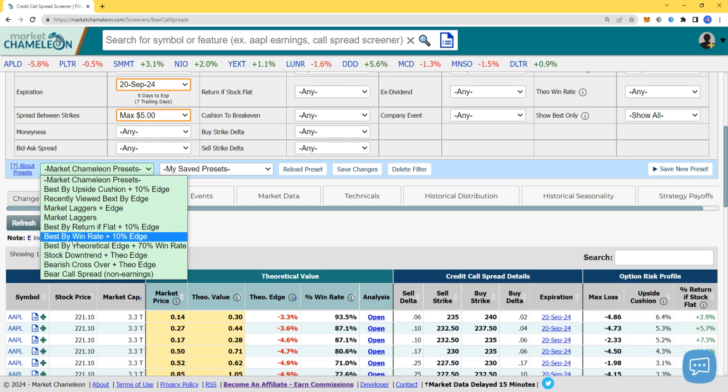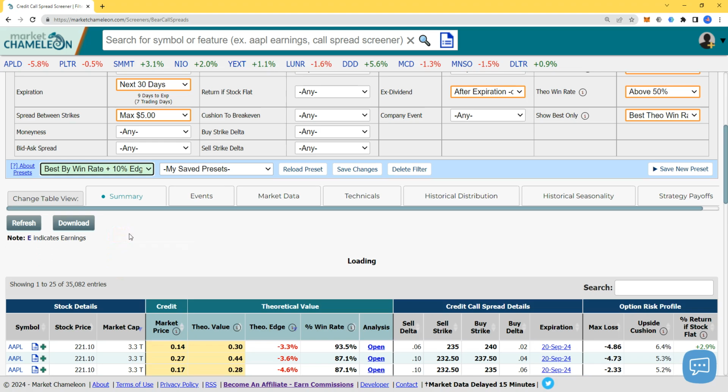Let's see what else we got in here. Maybe do something interesting, something else. Best by win rate. Best by win rate is also good. Plus 10% edge. This is the key. This is like the solid. Every screener that I go on Market Chameleon, the first thing that I go is either the maximum edge or the maximum win rate. So let's click here. We'll probably do the next video, or you can do it by yourself. Go bearish crossover plus theoretical edge, and stocks in downtrend plus theoretical edge. Let's just click here and see what we got. Best by win rate plus 10% edge, and let's see all the results.